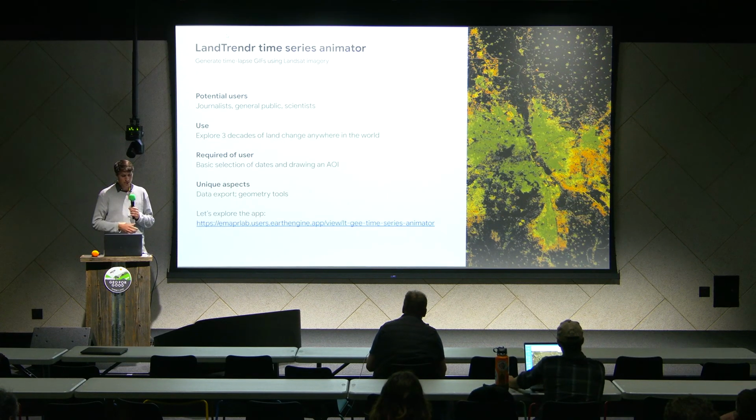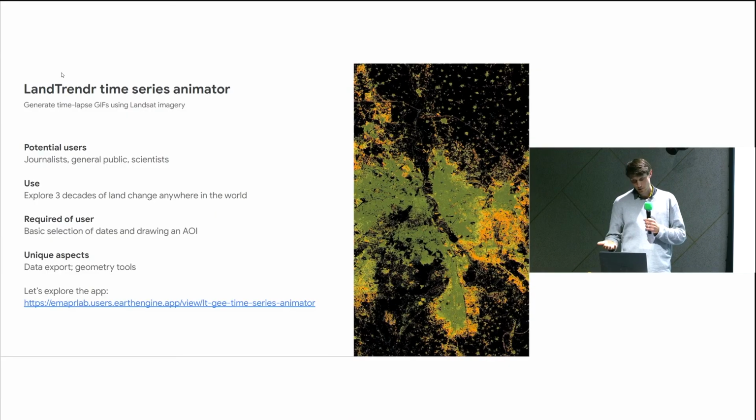And the potential users of this are people like journalists. Publishing GIF animations on websites can be quite a visually stimulating means of telling a story. The general public, of course, and also scientists who want to just get a feel for what's happening in their study area. And again, this requires very basic skills from the user of the app. And some of the unique aspects of this app are that it allows you to export data, in this case a GIF, and it also allows the user to draw geometries, which is another capability of these Earth Engine apps.